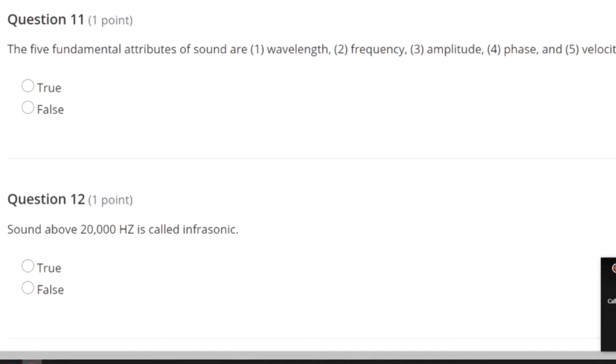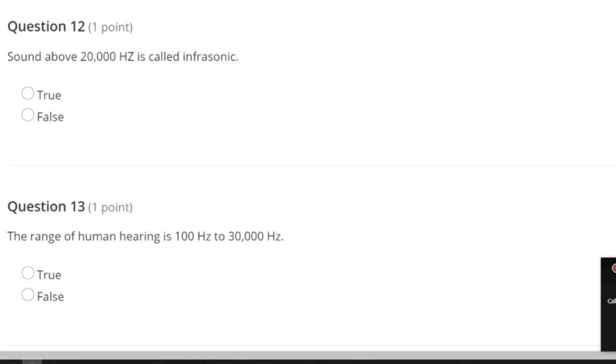Question 11. The 5 fundamental attributes of sound are 1. Wavelength, 2. Frequency, 3. Amplitude, 4. Phase, and 5. Velocity. That's true. In science class, they might talk of a few more, like periodicity. But here in music technology, these are the important ones. They are the measurable attributes of sound. We can get out our rulers and our stopwatches and start quantifying the phenomenon of sound.